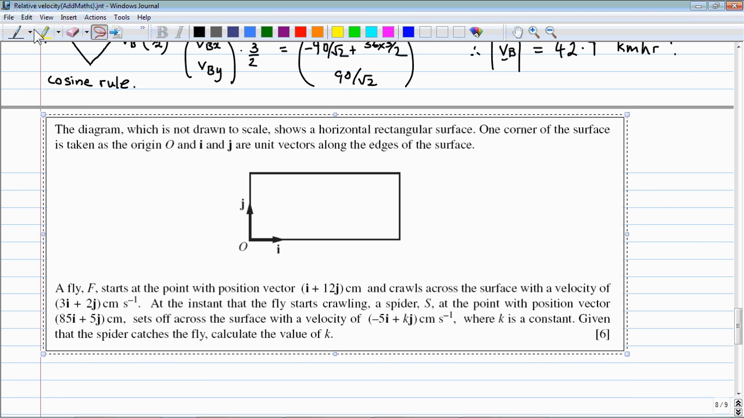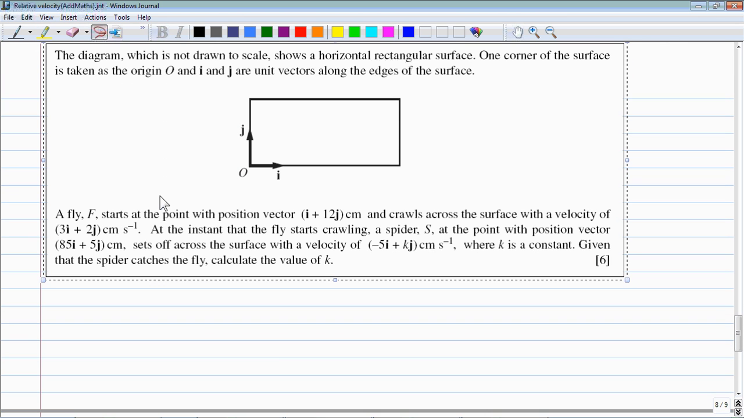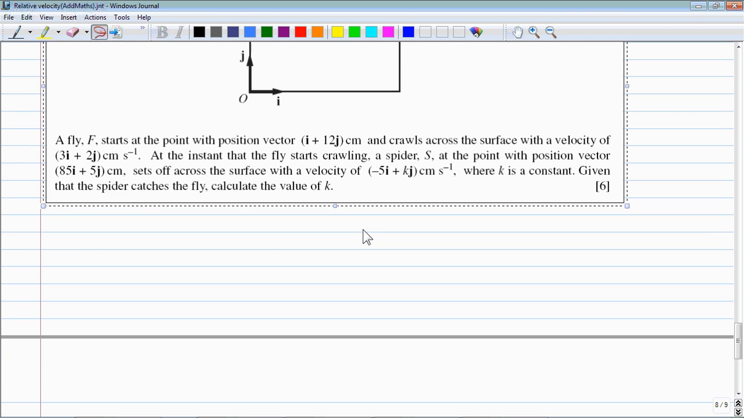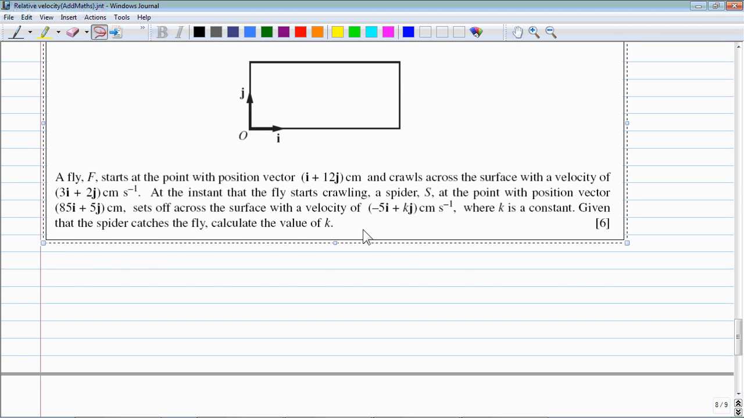Okay, so this is the second example, and this is a bit unusual in that they actually draw a diagram and give i and j, so they're kind of telling you that they want you to use an ij method to solve this problem. But like all the other problems, you can either use ij or use a vector method or a geometrical method. It's up to you. Okay, so let's read it carefully.